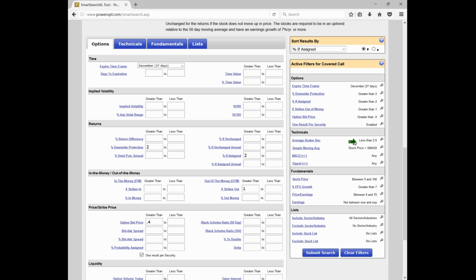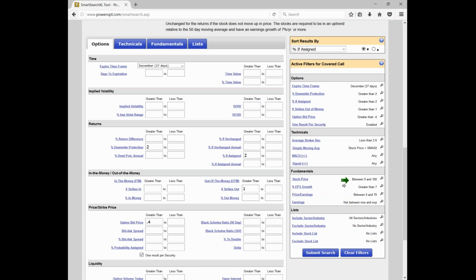We want a broker recommendation of less than 2.6. This is based on the Zacks scale, where 1 is a strong buy, 2 is a buy, 3 is a hold, for example. So we're looking for anything that's between a buy and a hold to a strong buy recommendation. We want to follow the trend. We're looking for stocks that are currently trading above their 50-day moving average.